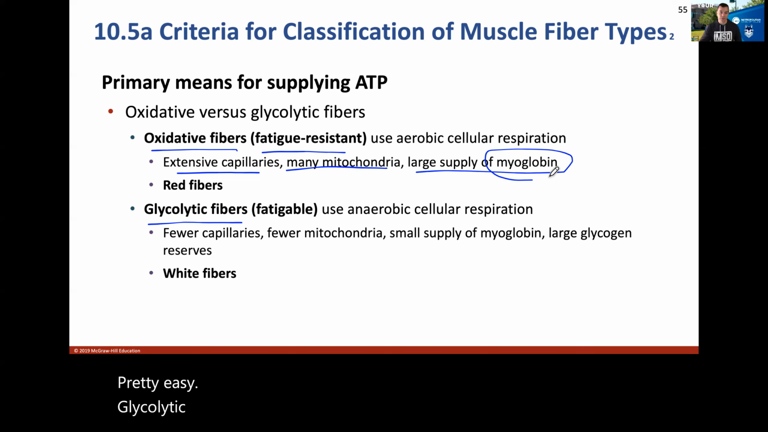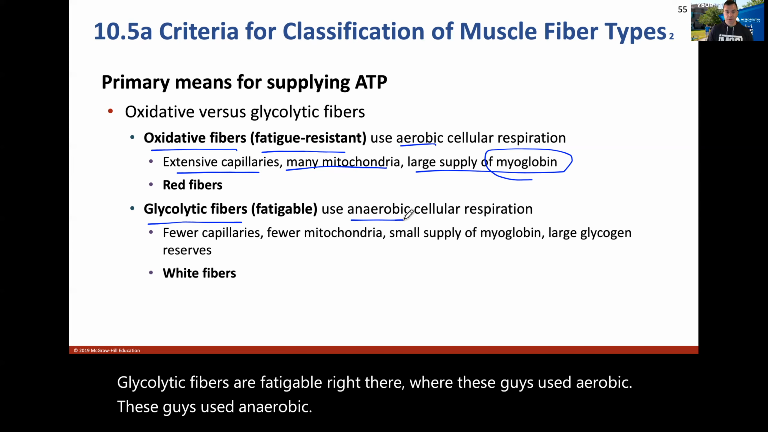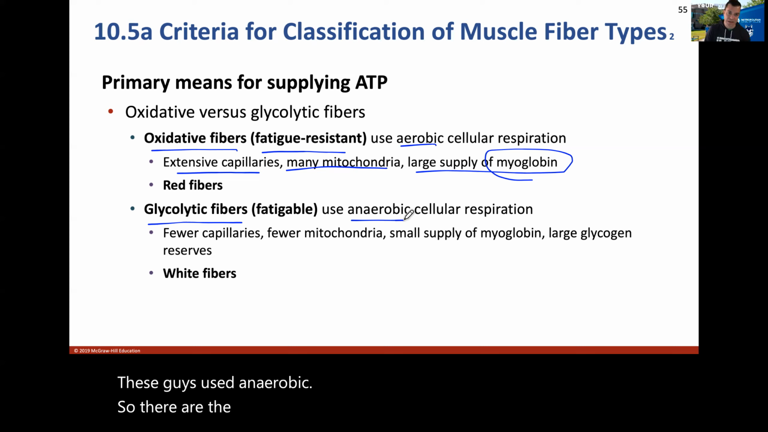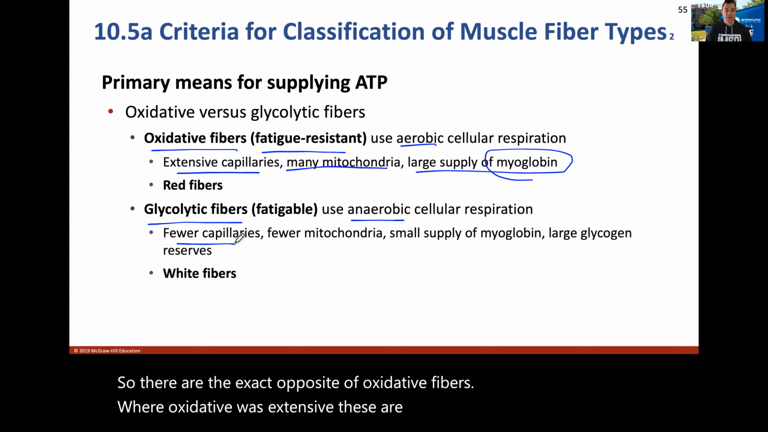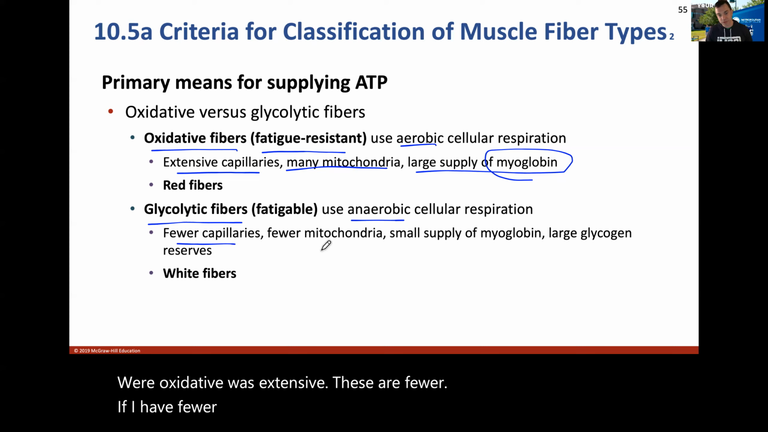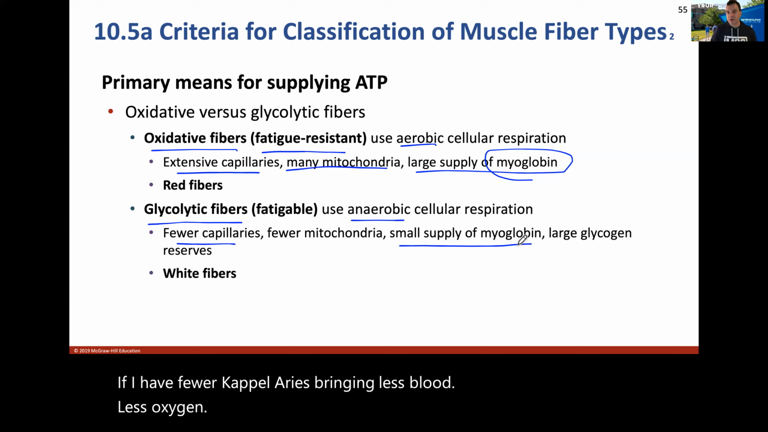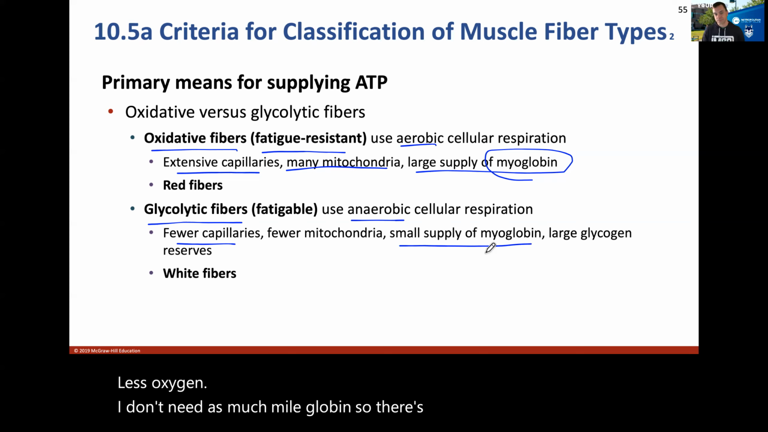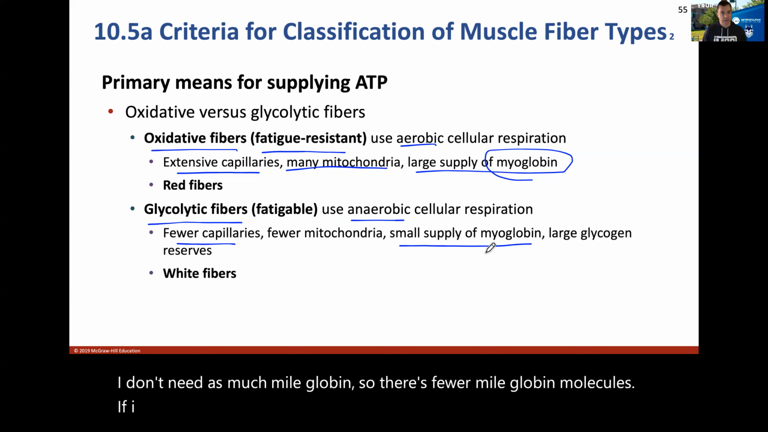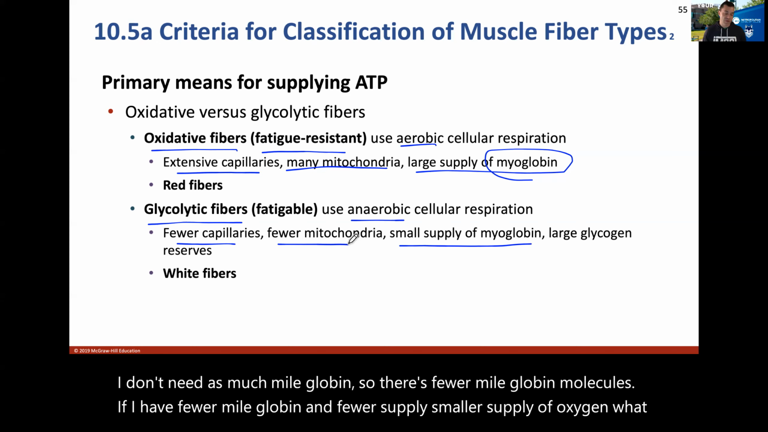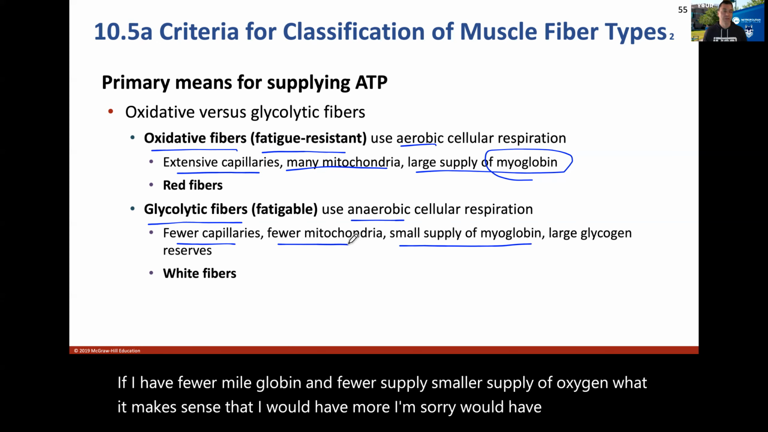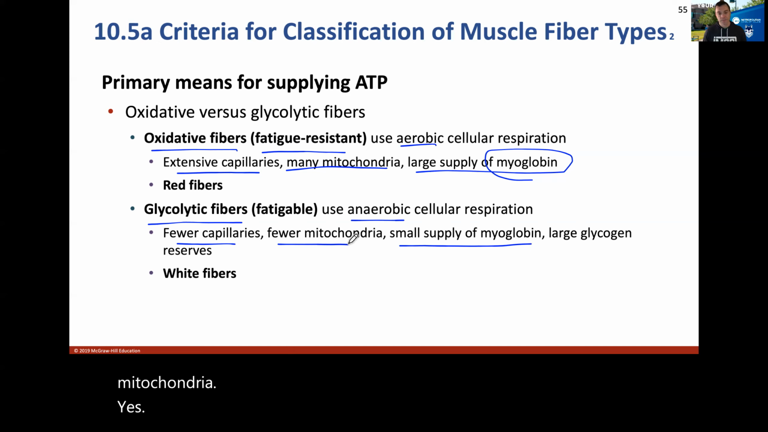Glycolytic fibers are fatigable, right? Where these guys used aerobic, these guys used anaerobic. So they're the exact opposite of oxidative fibers. Where oxidative was extensive, these are fewer. If I have fewer capillaries bringing less blood, less oxygen, I don't need as much myoglobin. So there's fewer myoglobin molecules. If I have fewer myoglobin and a smaller supply of oxygen, would it make sense that I would have fewer mitochondria? Yes.